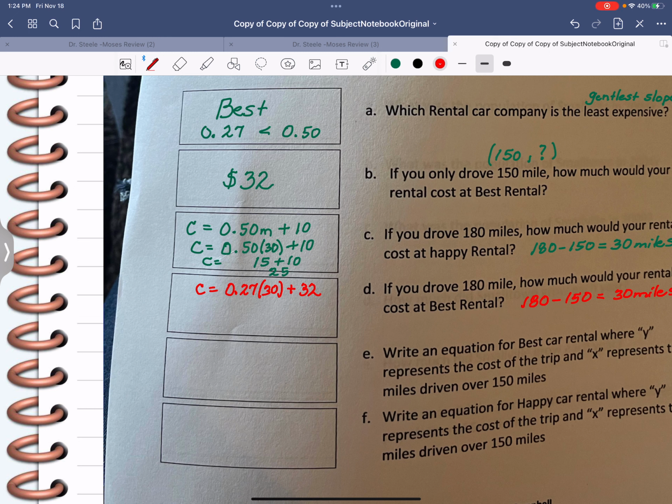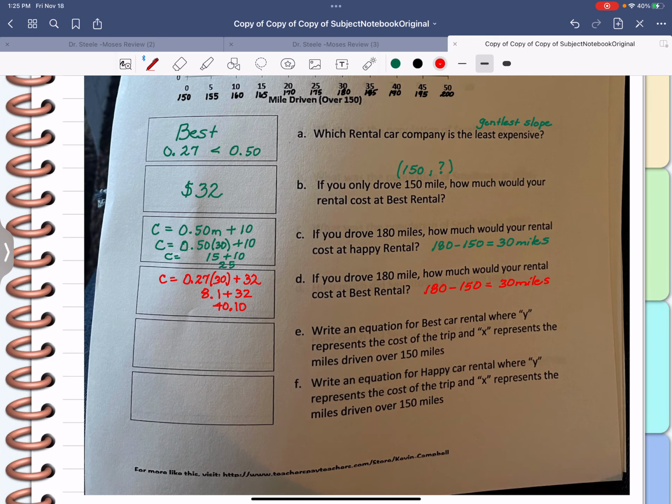So let's do 27 cents a mile for 30 miles. 27 times 30 is $8.10, plus 32 is $40 and a dime, which is consistent with my graph.